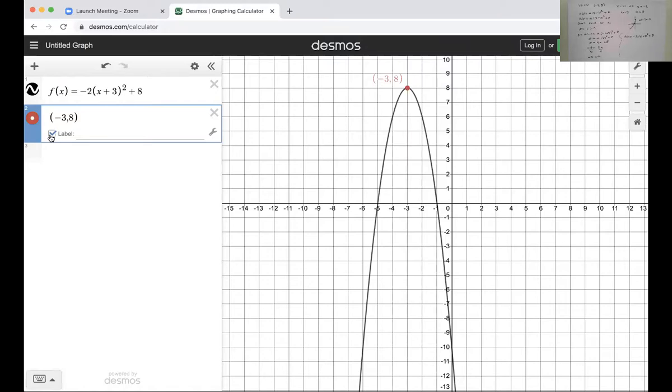And where are my x-intercepts? I'm supposed to have one at -1. Do I? At (-1, 0). That certainly appears to be an x-intercept. That appears to be a point on the graph.